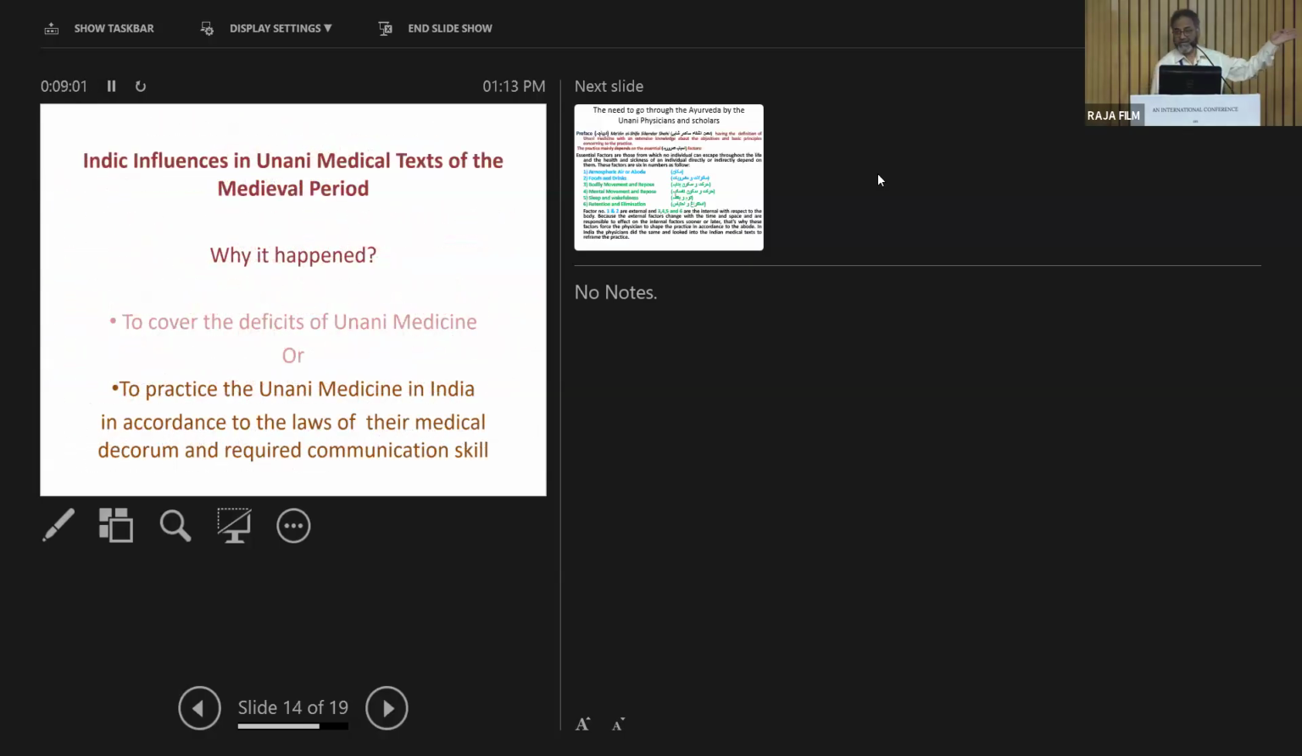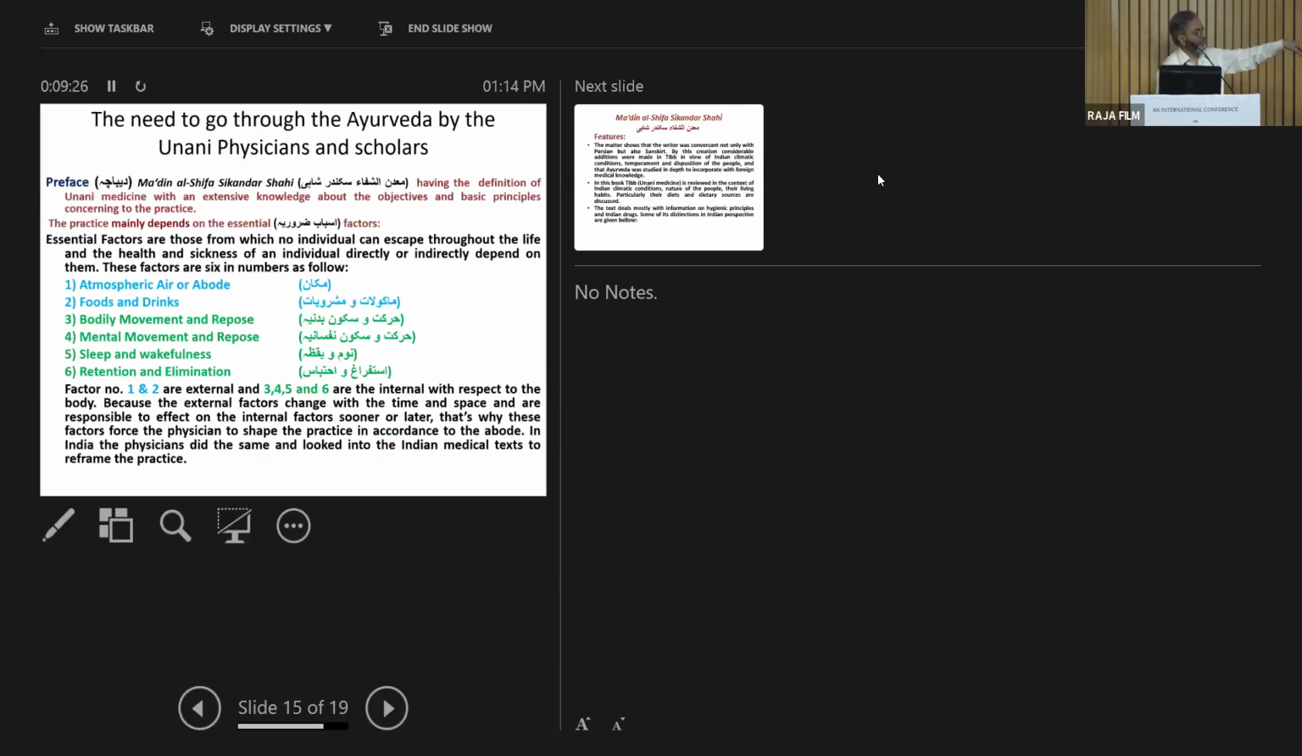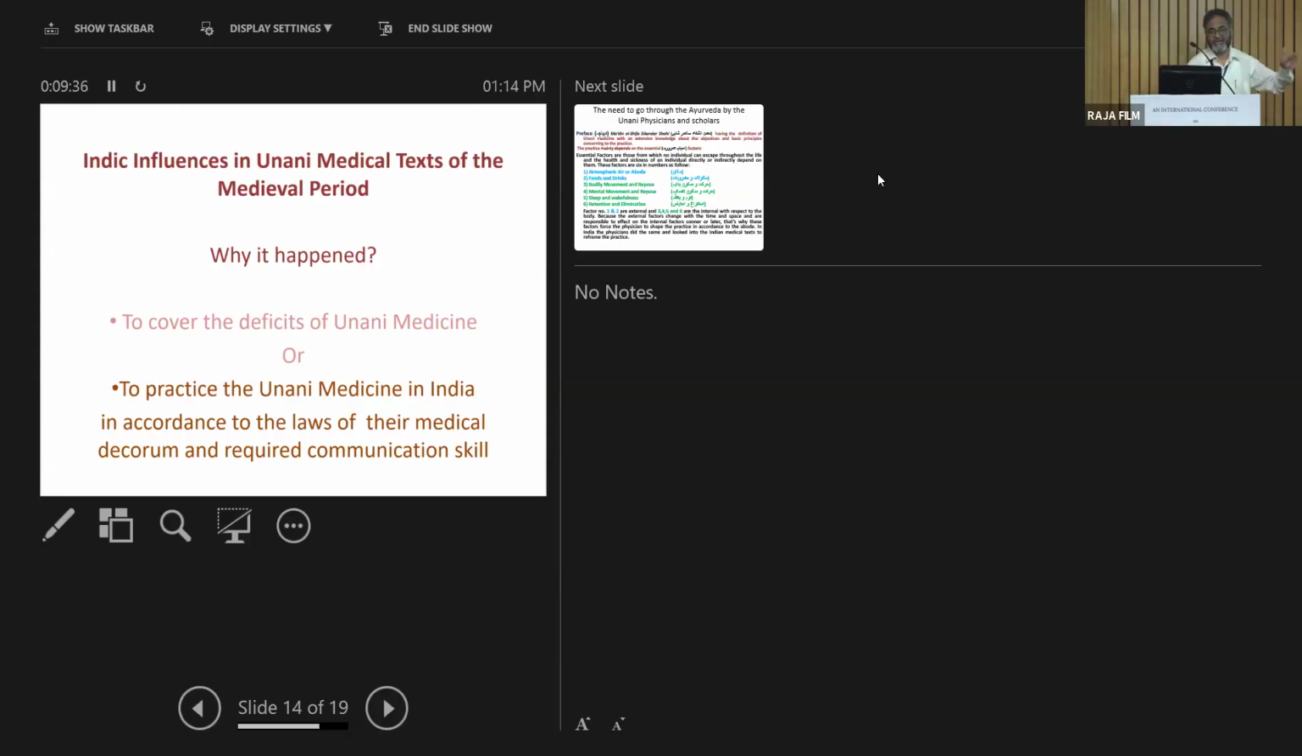Now, a very important question arises here: why did the Indic influence in Unani medical texts of the medieval period happen? Either it was to cover the deficit of Unani medicine, with physicians looking into Ayurveda to cover the deficit, or to practice Unani medicine in India in accordance with the laws of their medical decorum and required communication skill. The answer is that they converted the Ayurvedic text into Persian, to practice Unani medicine in accordance with the habitat, the inhabitants, and the conditions found in India.